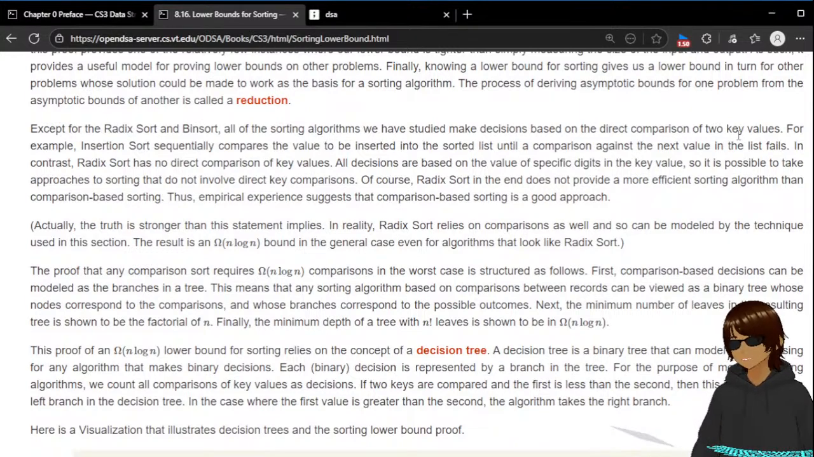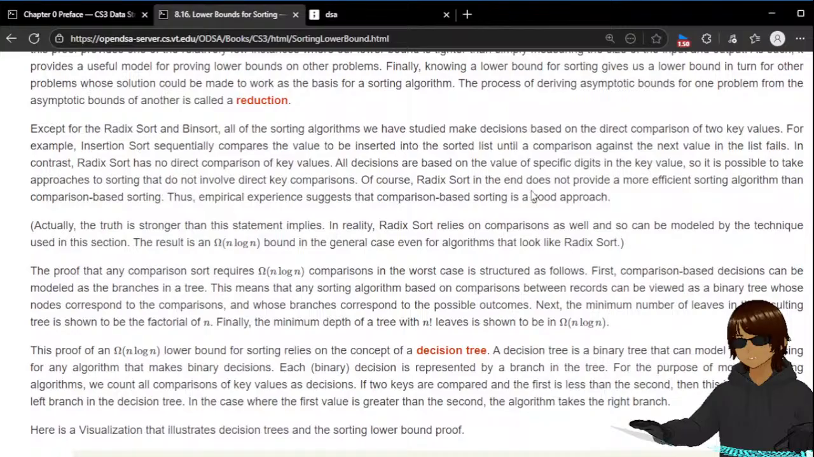For example, insertion sort sequentially compares the value to be inserted into the sorted list until a comparison against the key value in the list fails. In contrast, radix sort has no direct comparison of key values. All decisions are based on the value of specific digits in the key value. So it is possible to take approaches to sorting that do not involve direct key comparisons.